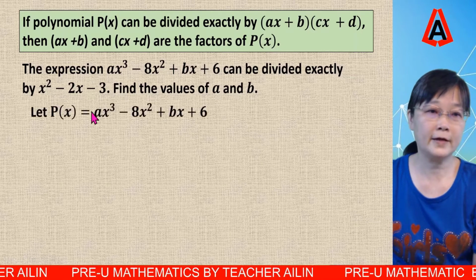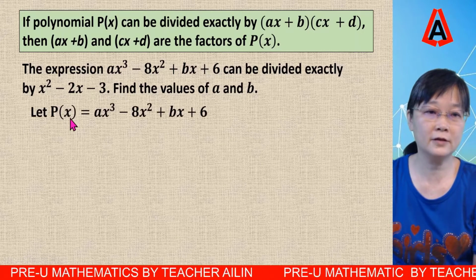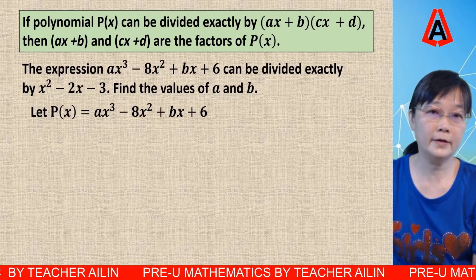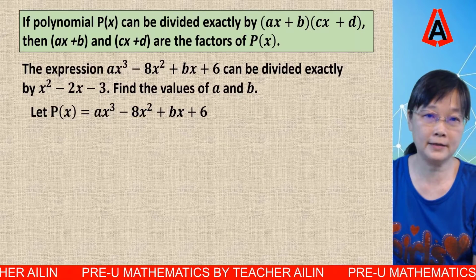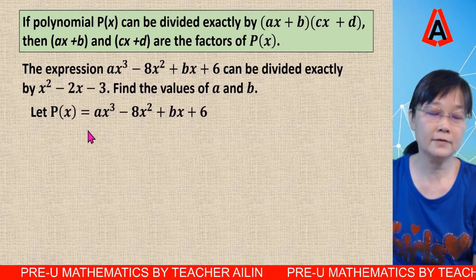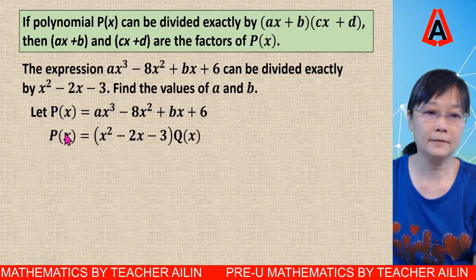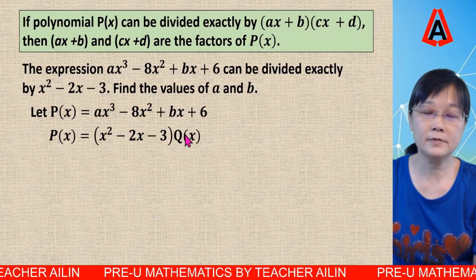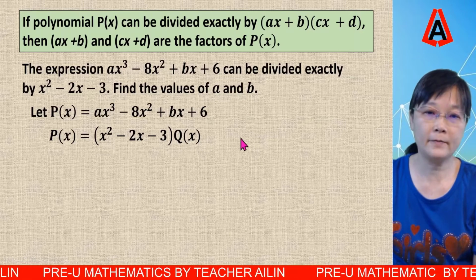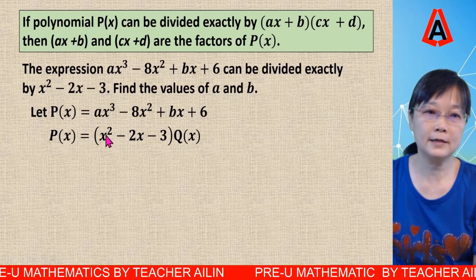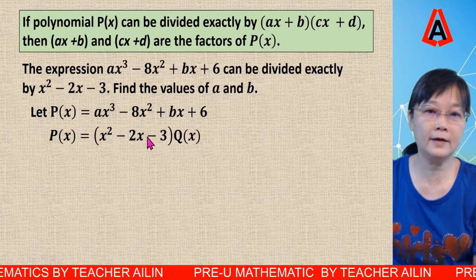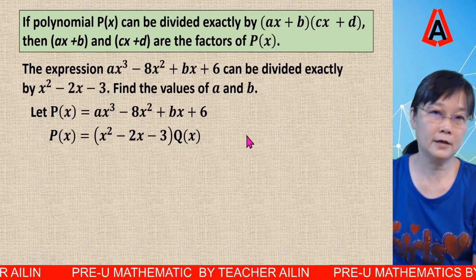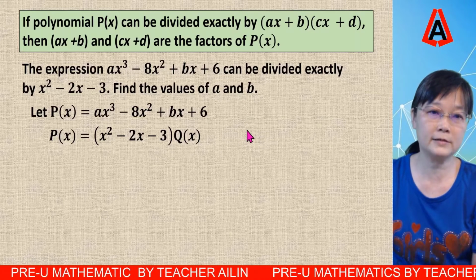First, I'm going to write the expression in function notation. And when a polynomial is divided by a divisor, the result can be written as the polynomial equals the divisor times the quotient plus the remainder. Since the polynomial can be divided exactly by this quadratic divisor, the remainder is equal to 0.